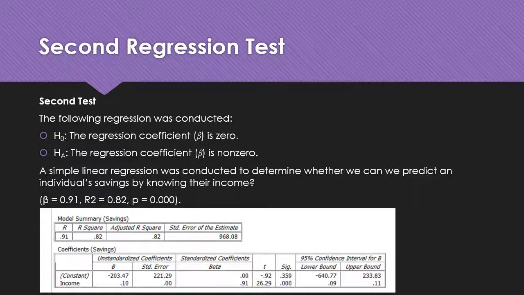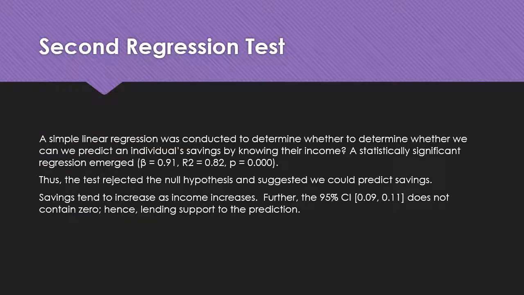So here we reject the null hypothesis, and we can go on to further explore how we can look at this prediction of savings by knowing someone's income.